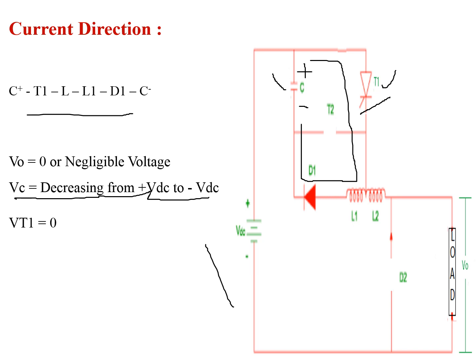Here thyristor T1 acts as a short circuit, so the voltage across thyristor T1 becomes 0, and the voltage across the load is negligible or 0. Why? Because compared to this diode, the resistance of this load is high, so it opposes the flow of current through the load. It allows the flow of current through the diode, so the voltage across the load is negligible, that is nothing but V0 is equal to 0.